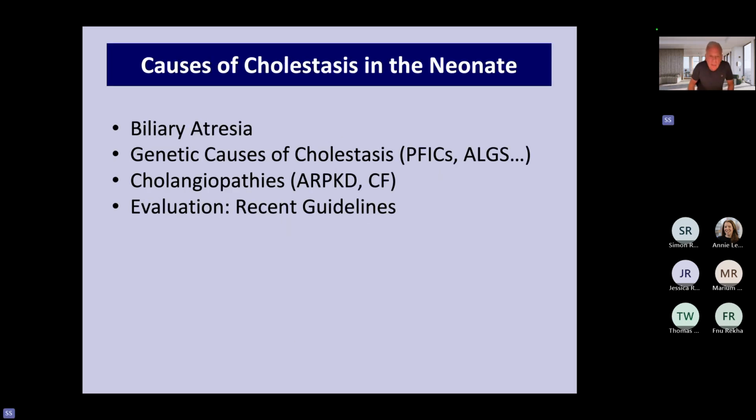In the neonate, the major causes of cholestasis can be summarized here: biliary atresia, the genetic causes of cholestasis, the PFICs, the Alagille syndrome, and the specific cholangiopathies, autosomal recessive polycystic kidney disease, cystic fibrosis, all of which are associated with specific cholangiopathies. And as part of this series of lectures, we are going to evaluate recent guidelines from the AASLD on how these disorders should be diagnosed and managed.